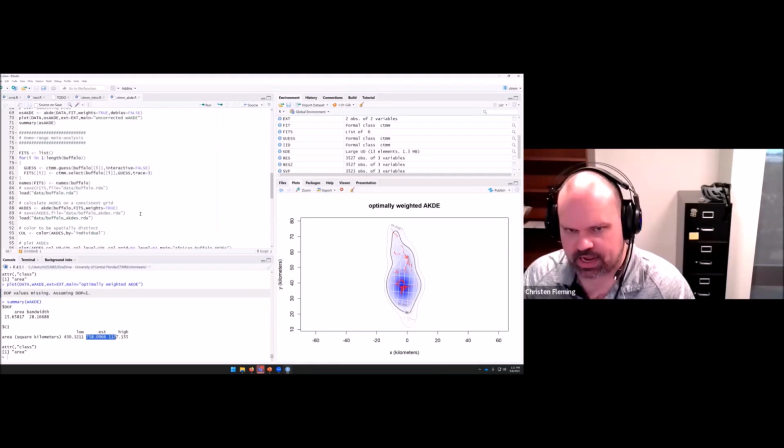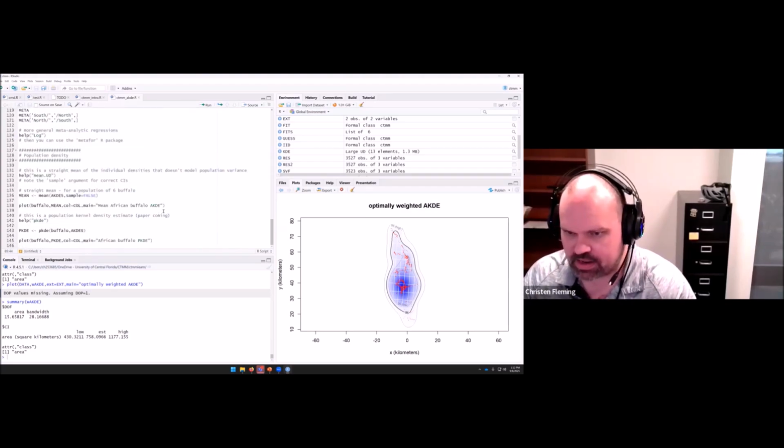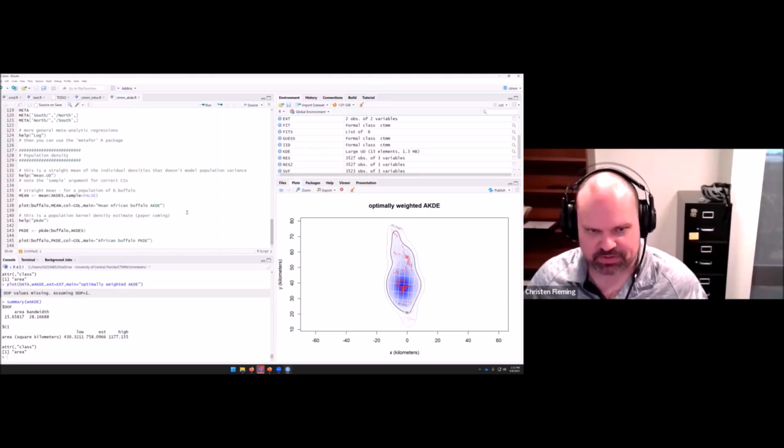And then here, some further code down here if you're interested in population level mean estimates, population mean area, or population range. If you have multiple individuals tracked in a population, there's some more code down there. But I believe I'm supposed to stop about now for questions.